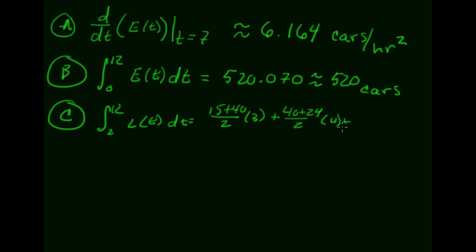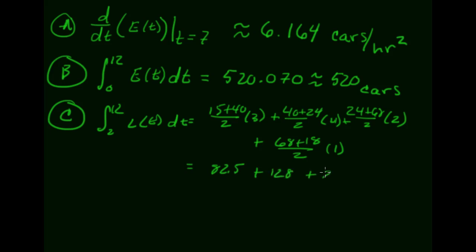Then you take 40 and 24, and divide that by 2, and the width between 5 and 9 is 4. You take 24 and 68, and divide that by 2, and the gap between 9 and 11 is 2. And then you take 68 and 18, divide that by 2, and the gap there is 1.